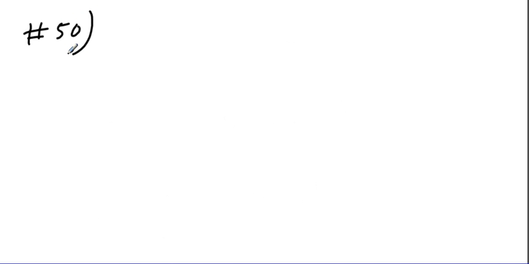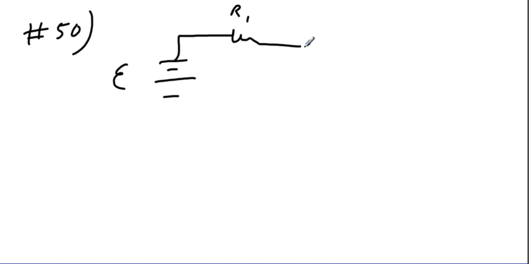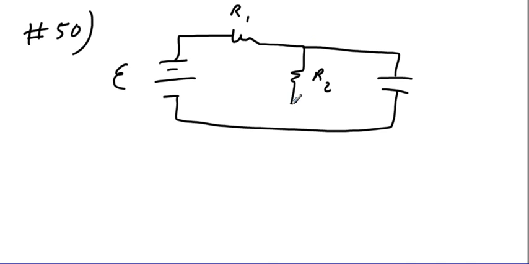Determine the time constant for charging the capacitor in the circuit below. Okay, so I've got some battery with E as my voltage. I've got some resistor 1. I have some resistor 2. And I have a capacitor, capacitor C.